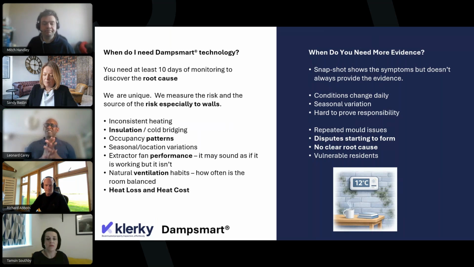And that's really important, because at the end of the day, what we want to do, and I know Richard and your team want to do, and I know Sandy, you want to see as well, is understand the root cause, and understand what the action needs to be to make it better before it gets to a point where there's disputes and a whole bunch of money is being wasted. And that's why we do all those elements.